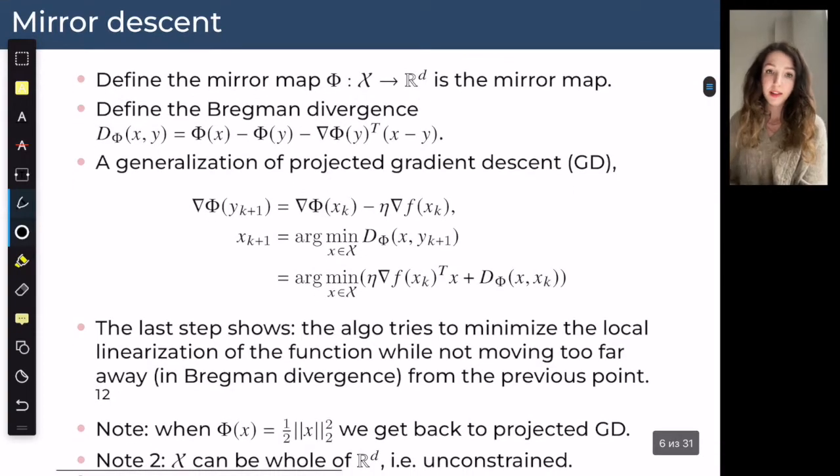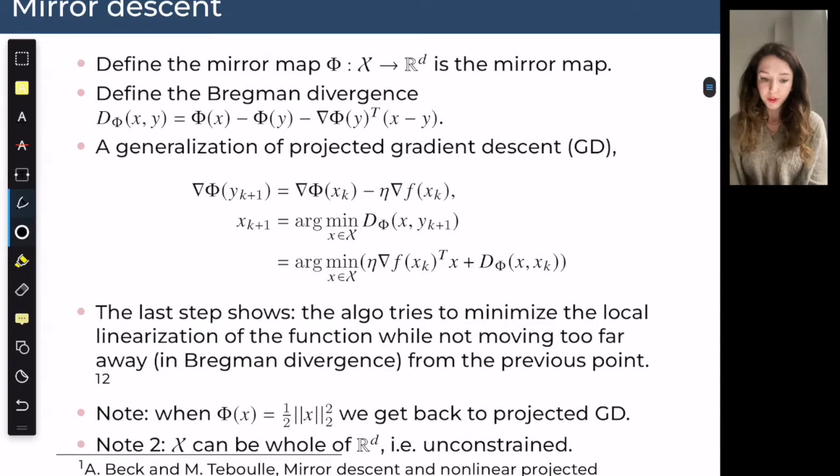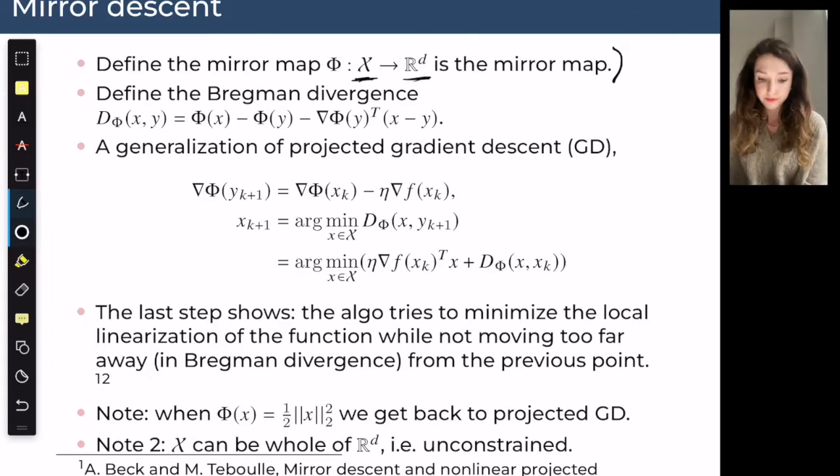So, what is then mirror descent? In a way, mirror descent can be viewed as a kind of generalization of projected gradient descent, where this generalization relies on this notion that we will call mirror maps. So, two things that we will need in order to define mirror descent. The first thing is the mirror map. This is some function phi, some mirror map function phi, which maps us from our constraint set curly X into the whole of R^D.